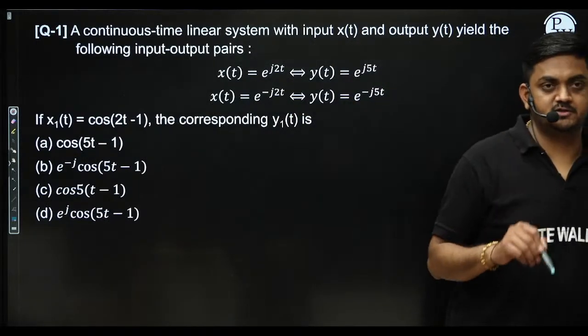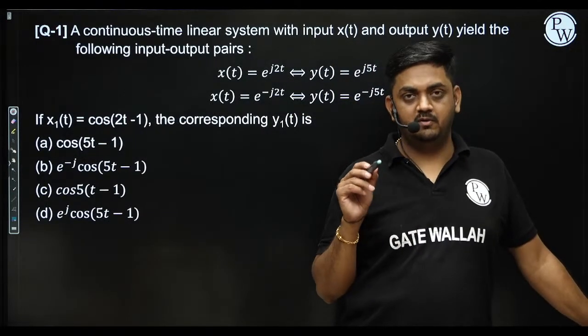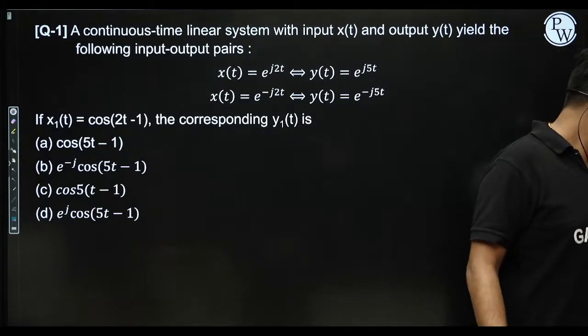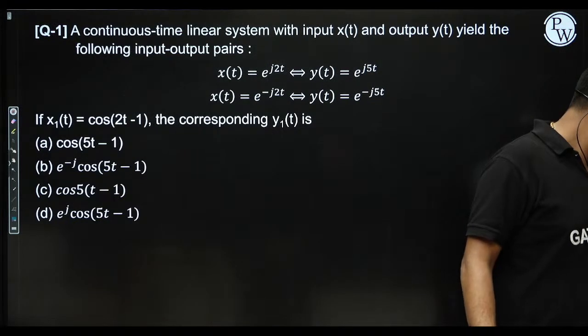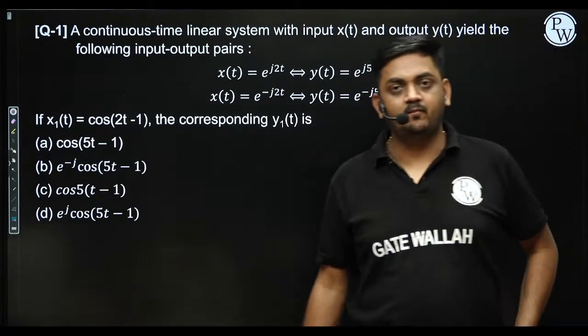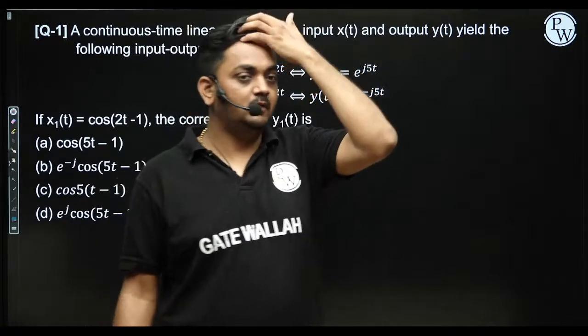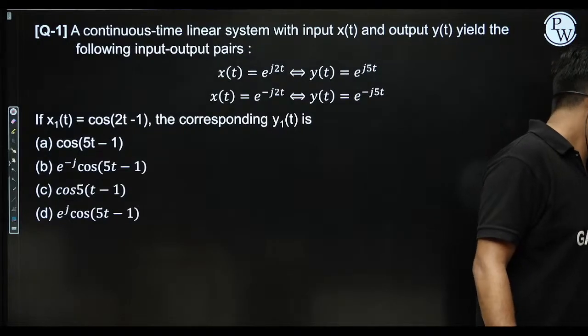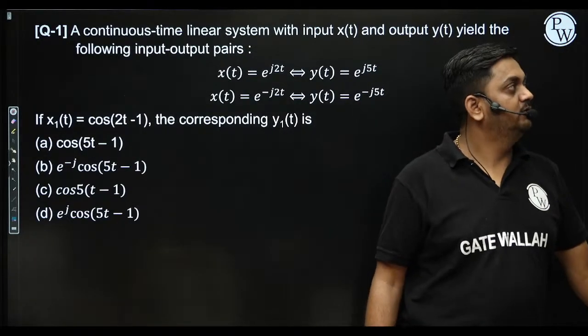This is a linear system, so you can use the property of linearity here. Tell me which option should be the correct answer for this question.